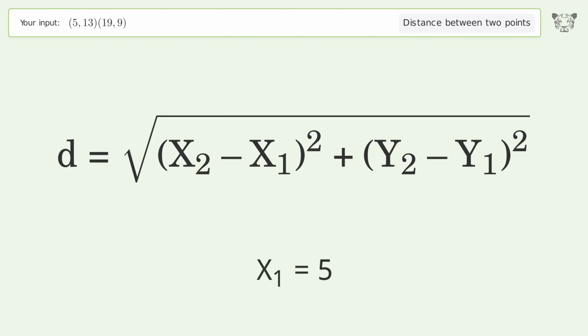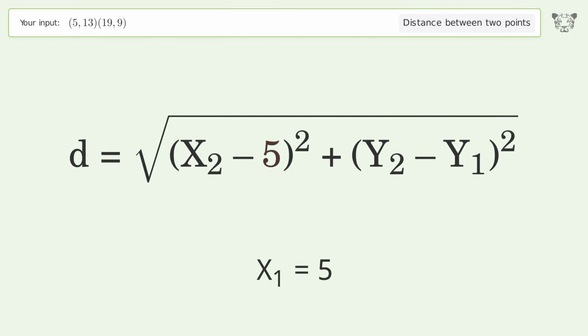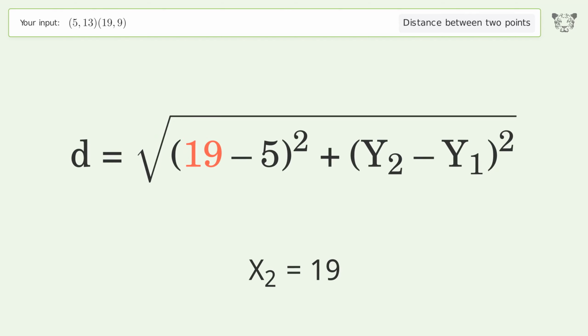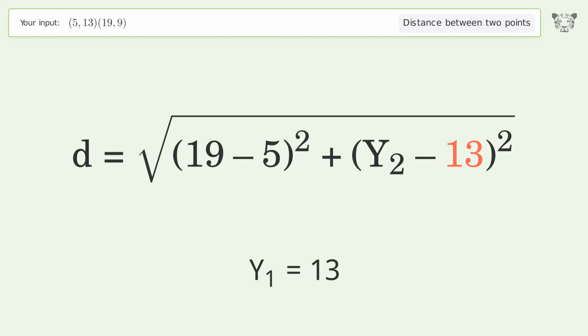x1 equals 5. x2 equals 19. y1 equals 13. y2 equals 9.